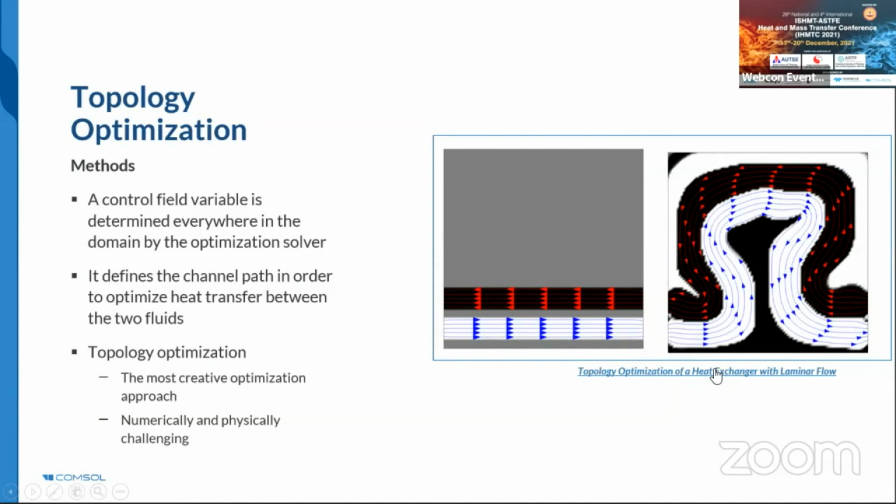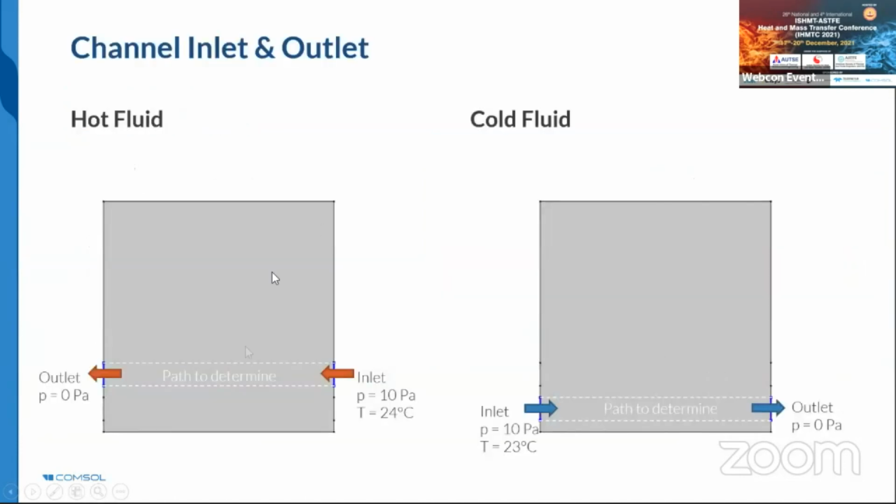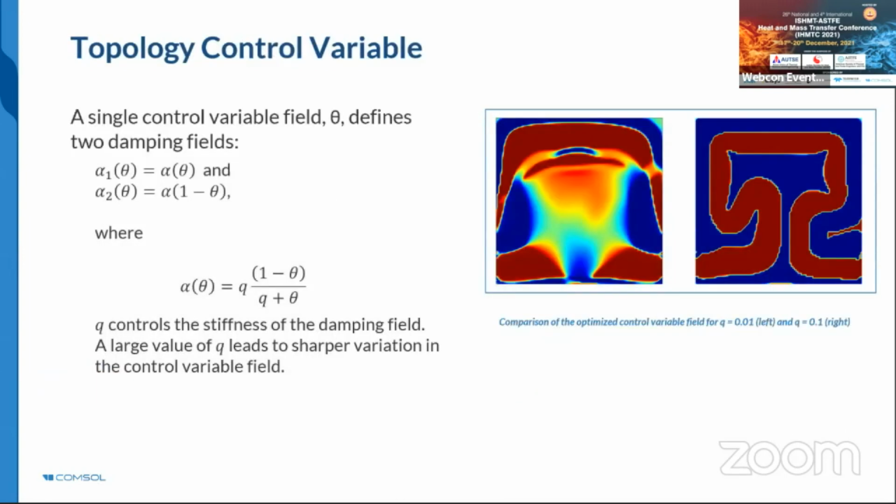And here we have an example of optimizing channels. So we have an inlet here for hot fluid, another inlet for cold fluid here, and we have to define the path for the two fluids so that we optimize the heat exchange. And so this model is doing this based on.